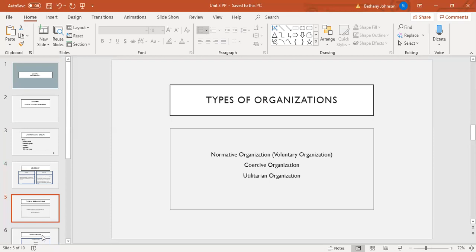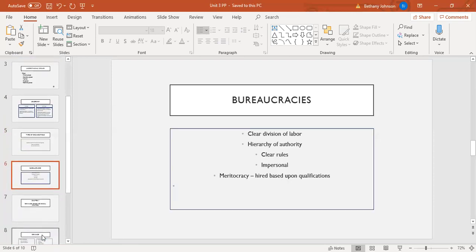Now, earlier, I stated that organizations are a bureaucracy. And this is true. And there are five different categories or characteristics of a bureaucracy. We're going to look at that. First is a clear division of labor. In other words, everybody has a specific task or a job to perform. There's a hierarchy of authority.